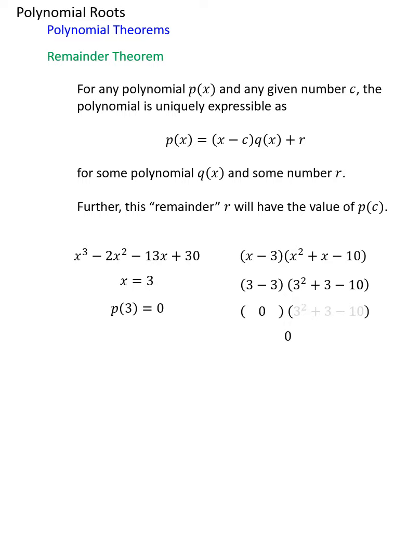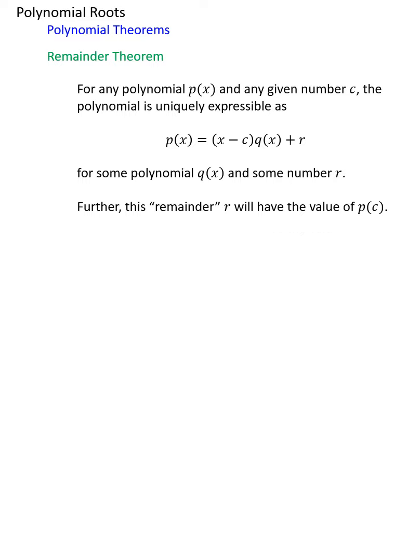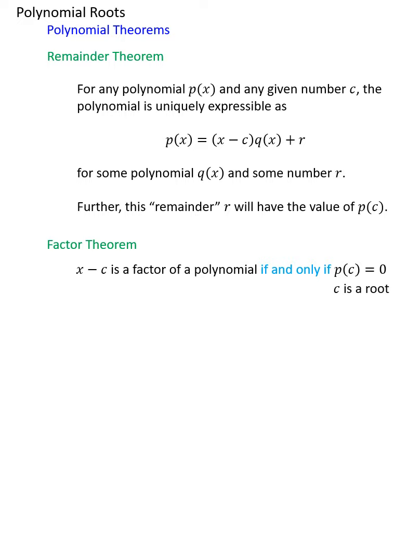And this concept gives rise to an interesting new theorem called the factor theorem, which is a special case of the remainder theorem when r is 0. The factor theorem states that x minus c is a factor of a polynomial if and only if p of c equals 0, or restated, if and only if c is a root of that polynomial.